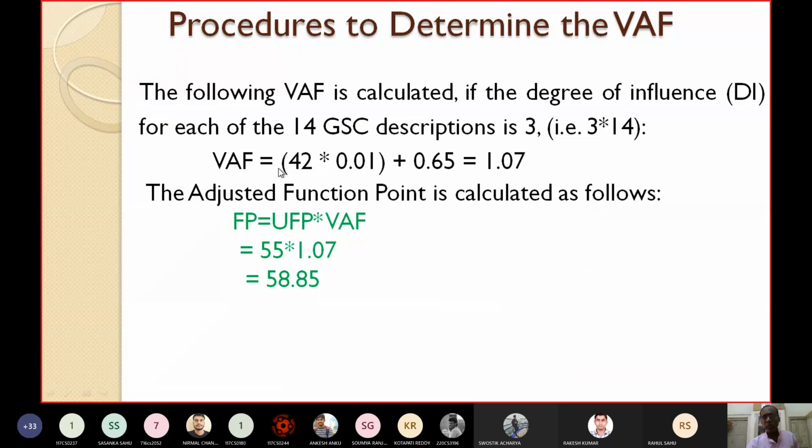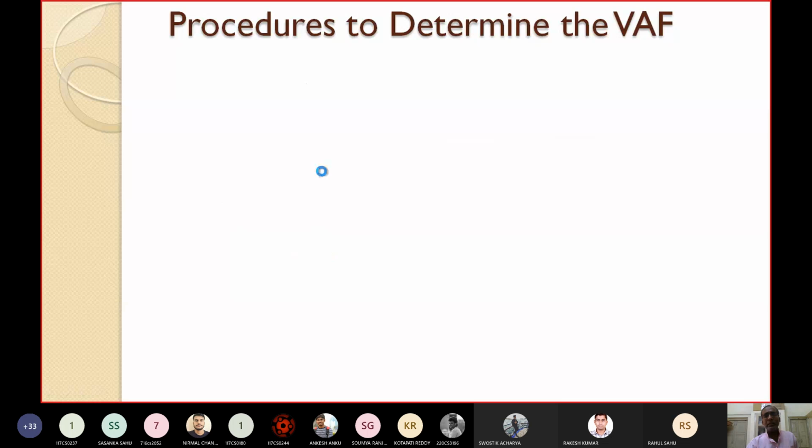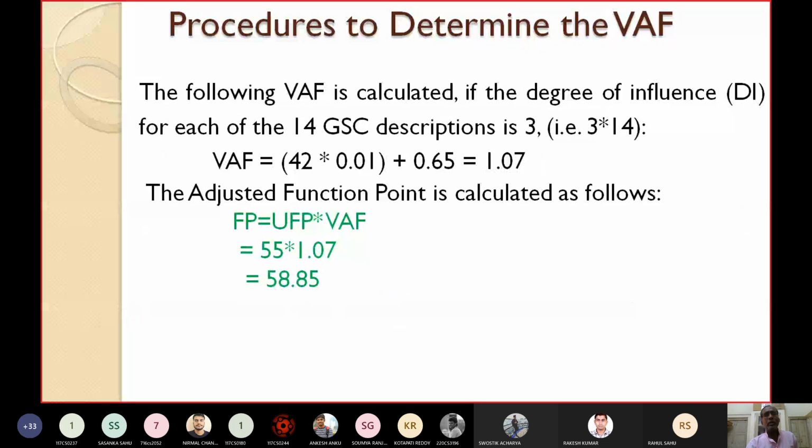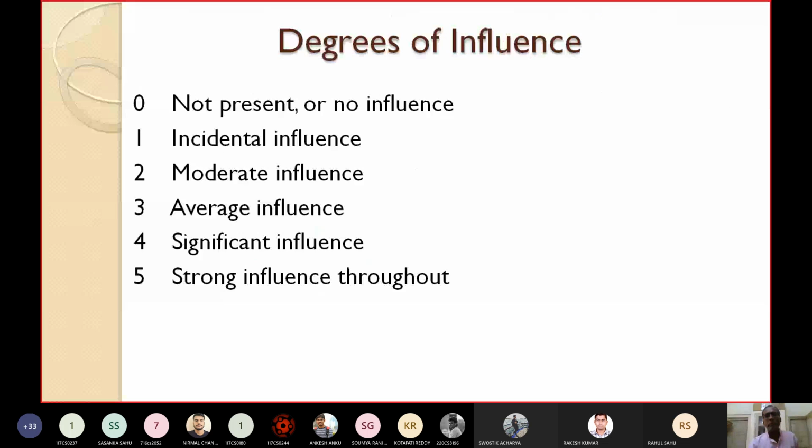42 into the formula. See, the formula: TDI into 0.01 plus 0.65. So VAF is equal to 42 into 0.01 plus 0.65, which comes to 1.07. So now this is the value adjustment factor. Now how can we find the adjusted function point? Previously we have seen the unadjusted function point, isn't it? Please see my previous problem.